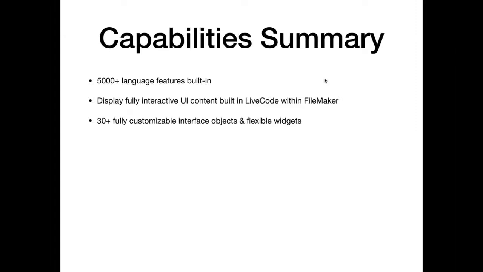LiveCode has over 5,000 different language features built in, so very, very extensive in terms of the capabilities. Obviously displaying UI content that's been built in LiveCode within FileMaker, very rich, very interactive content. 30 customizable interface objects are built into LiveCode, plus flexible widgets. But remember that you can build your own.